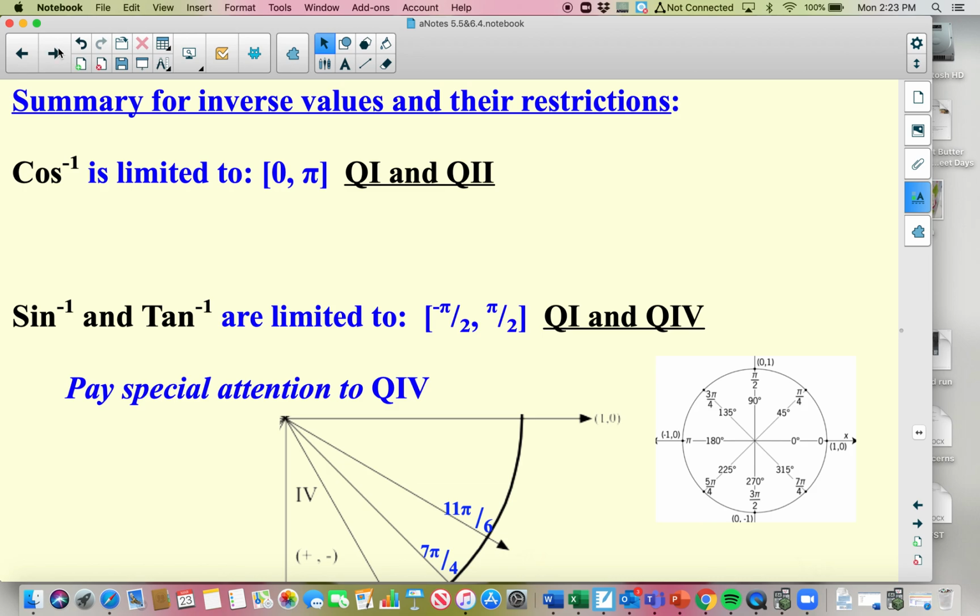Okay, before I go on, just a quick summary if you didn't write this down already. This is all on one page for you. Cosine is restricted to quadrants 1 and 2, and inverse sine and inverse tangent are restricted to quadrants 1 and 4 on a unit circle. And remember, anything raised to a -1 power just means inverse notation.